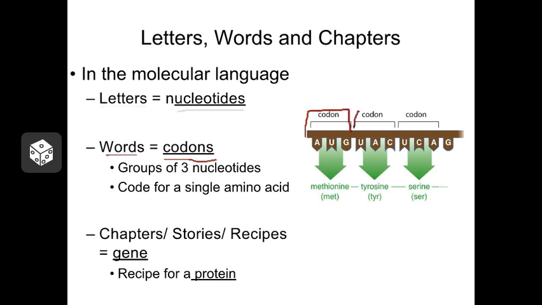So what the cell will do is read these sequences in groups of 3. And each group of 3 means something. Each group of 3 codes for a specific amino acid. And if you put the right amino acids together in the right order, you can make a specific kind of protein. This entire sequence with all of its letters and codons might be one story or one recipe in a book. So that little sequence is called a gene. Again, a gene is a recipe for making a specific protein or sometimes RNA.